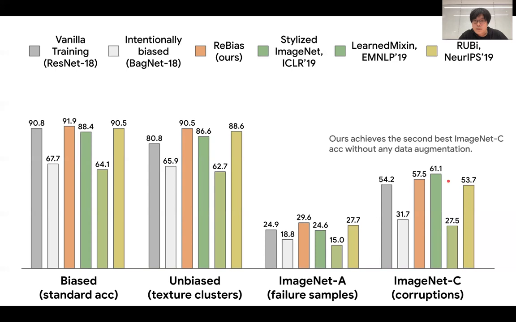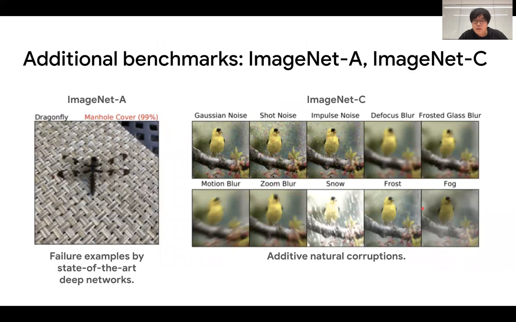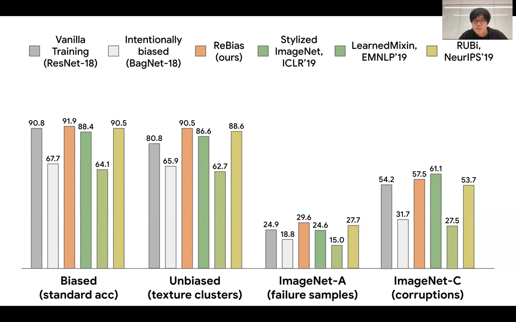As you can see here, ImageNet-C just adds some noises like this, and Stylized ImageNet augments some textures to generate augmentations. So we think that it is quite reasonable to get higher accuracy on ImageNet-C with Stylized ImageNet. But our method still achieves good results without any data augmentation.